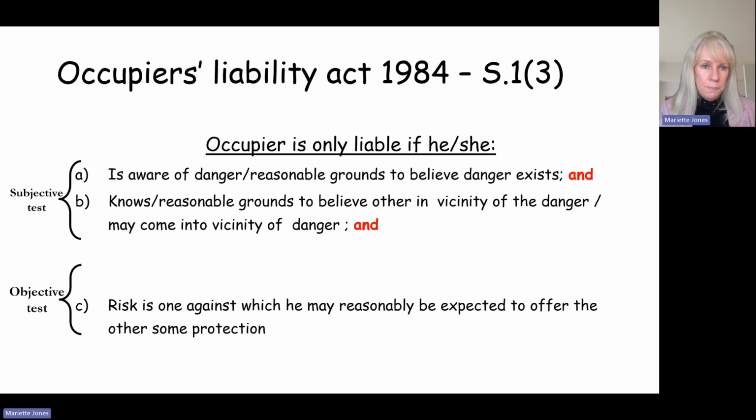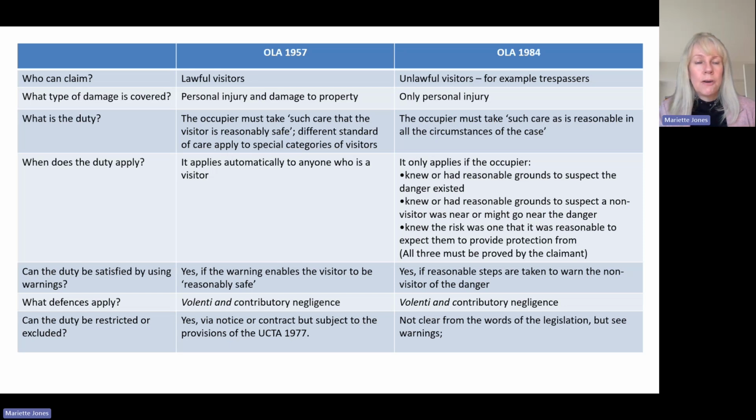The first 2 subjective tests are that the claimant will have to show that the occupier was aware of the danger or had reasonable grounds to believe that the danger existed, and knew or had reasonable grounds to believe that people would come into the vicinity of the danger. And finally, the claimant will have to prove that the defendant, the occupier, should have guarded against this risk. So they also will need to convince the court that the risk is something that the defendant should reasonably have been expected to guard against. So that, in a nutshell, is occupiers liability.